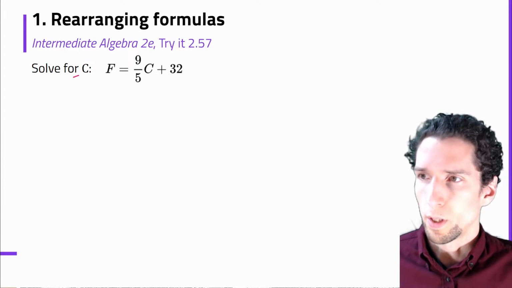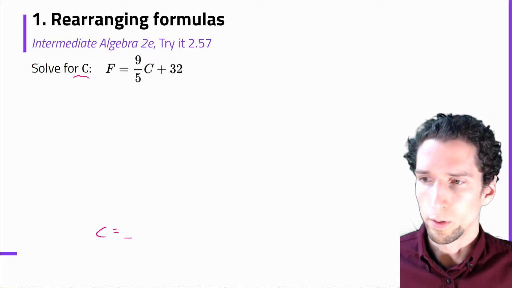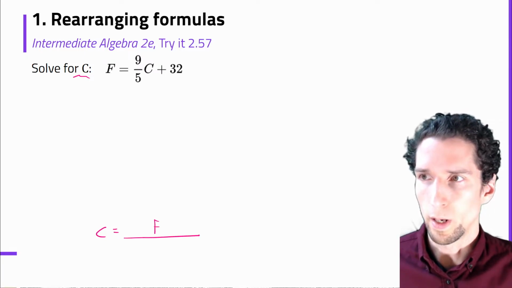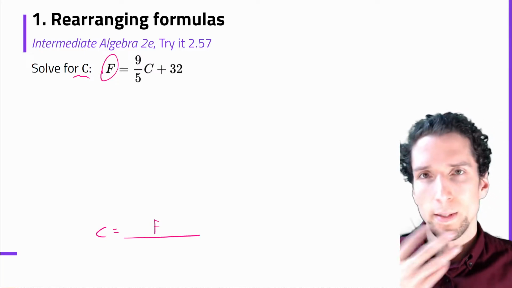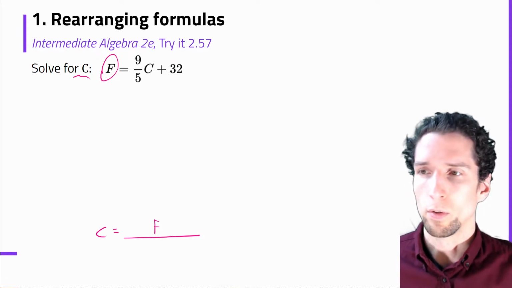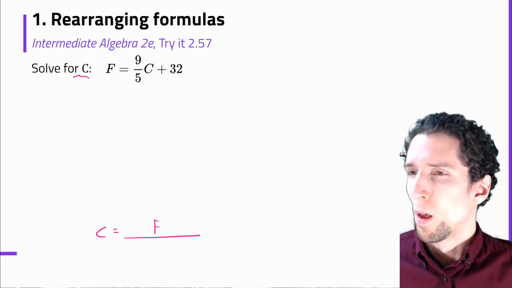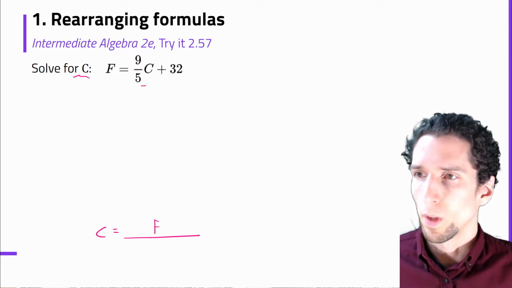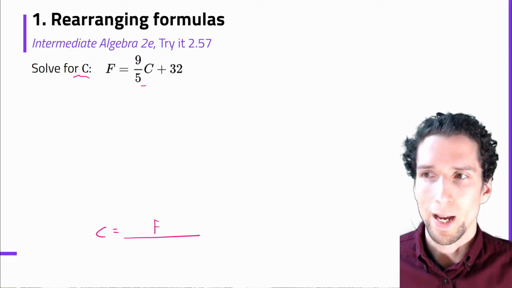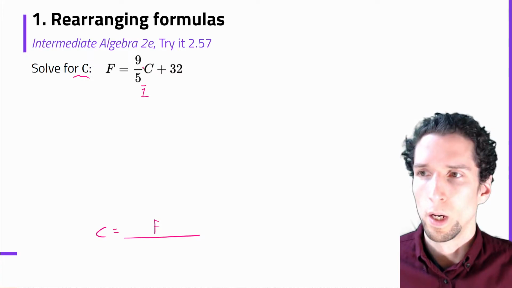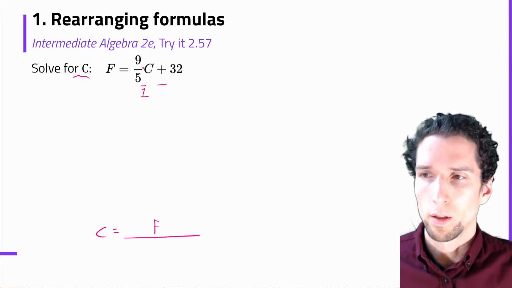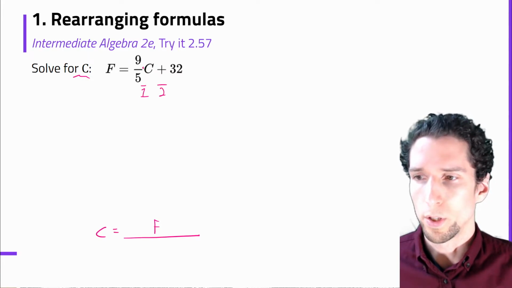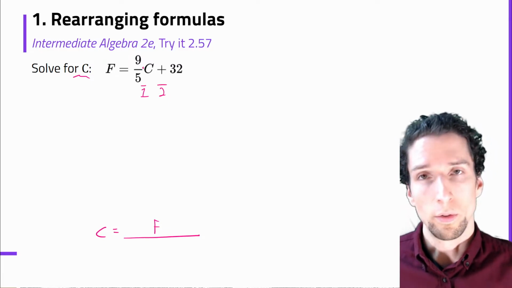So we want to solve for C. So we want C isolated. C equals something, and we know there will be an F because we can't get rid of that F. We don't know a number for it there. All right, so the first operation we have is this 9/5 times C, this little multiplication here. That's operation number 1. And then after we are adding 32, so that's operation number 2. So we're going to go in the reverse order.